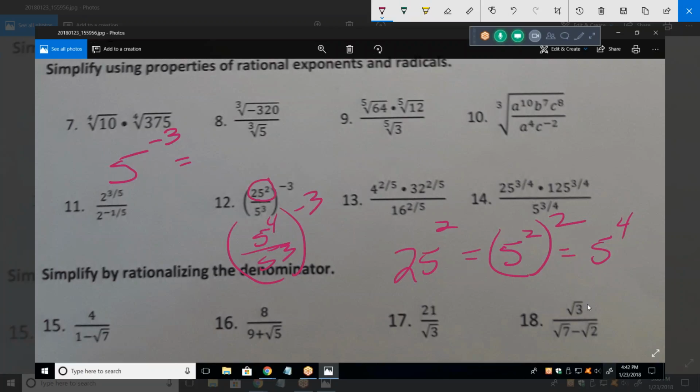Oh, you have to put it over. So 1 over 5 to the 3rd, which is 1 over 125, I think. Yep. Okay.